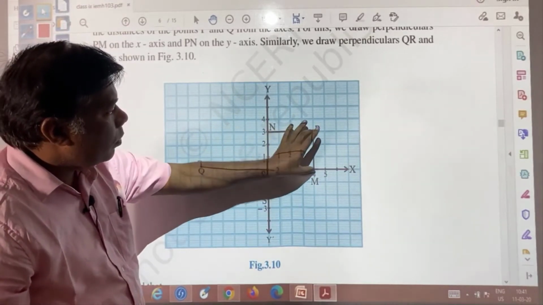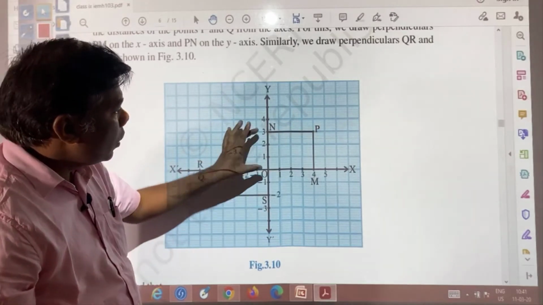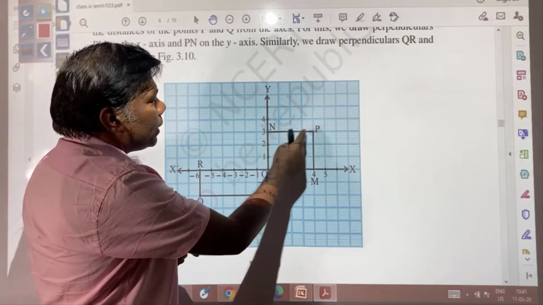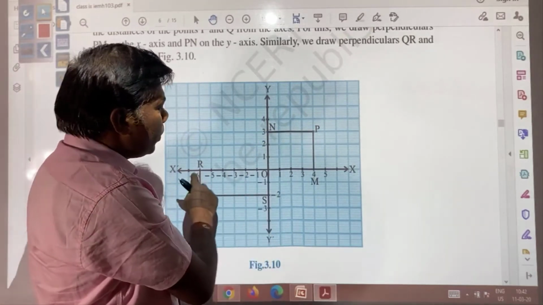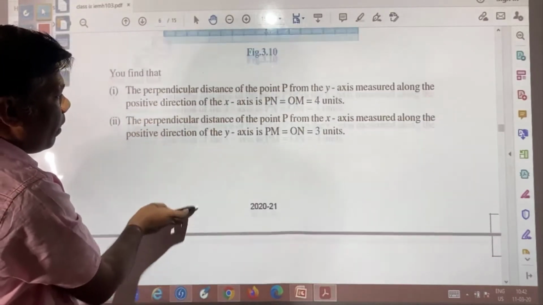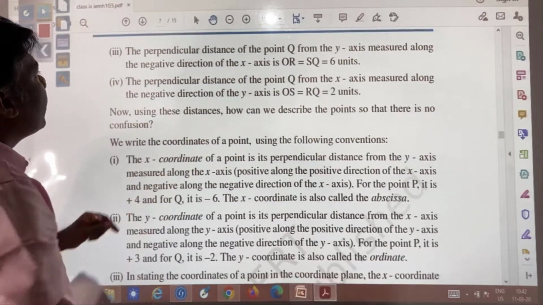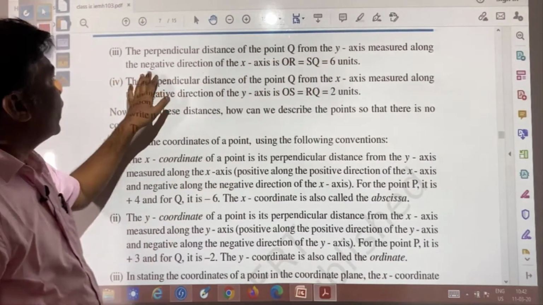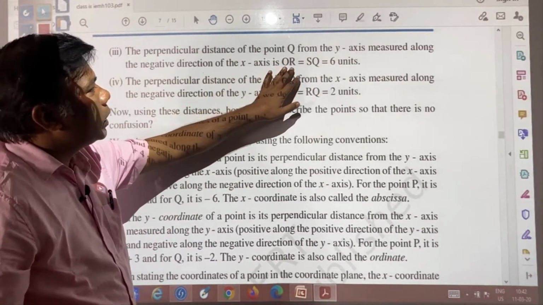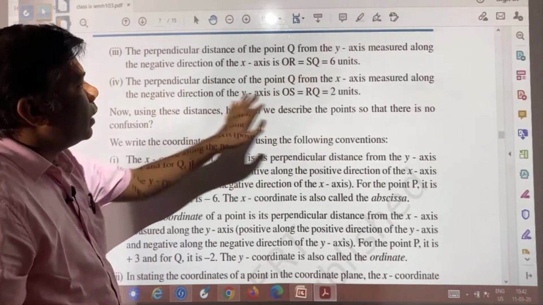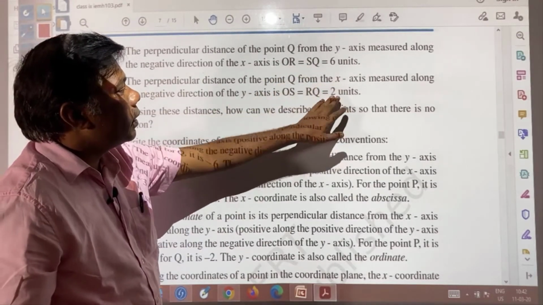No, the same length is there, so this is 3 units. So the distance from the y-axis is 4 units. Distance from the x-axis is 3 units. The perpendicular distance of the point Q from the y-axis, measured along the negative direction of the x-axis, is QOR, which is equal to SQ, that is 6 units, and this is with the x-axis, that is 2 units.